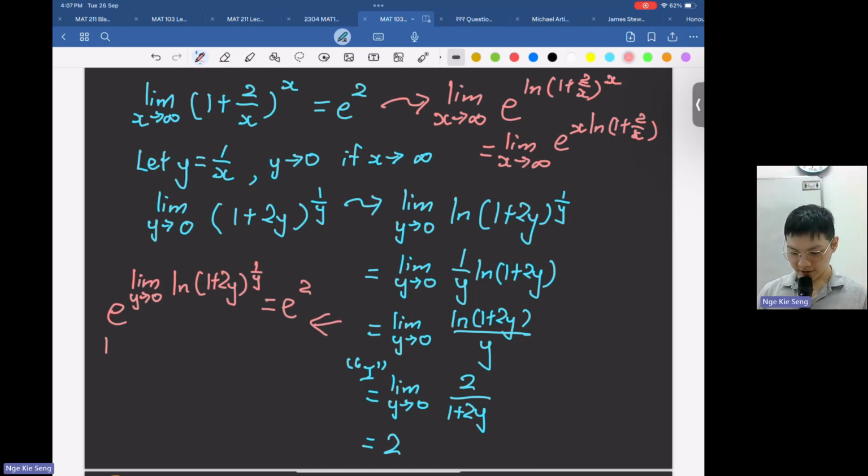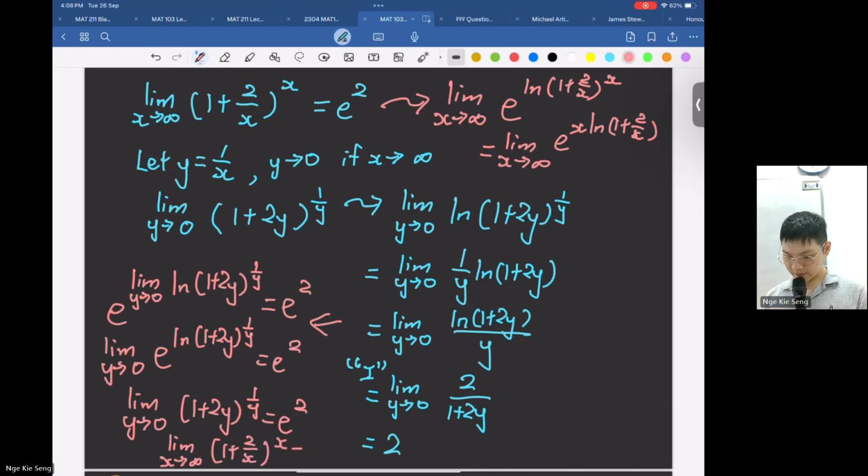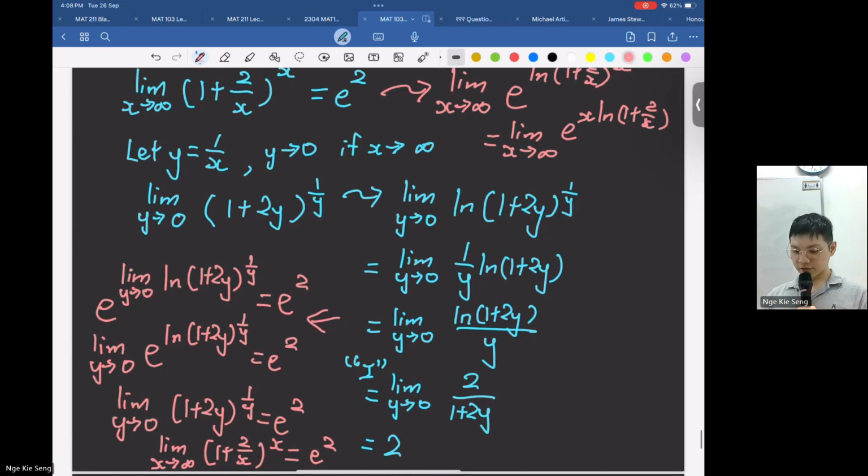So you can swap the limit of e to the ln(1 plus 2y) over y. You will get this, and then you apply the change of variable back again, and you get the original x limit. Does everyone follow now? We can bring the limit down or in because e to the x is continuous everywhere. If a function is continuous, then you can bring the limit in and out.